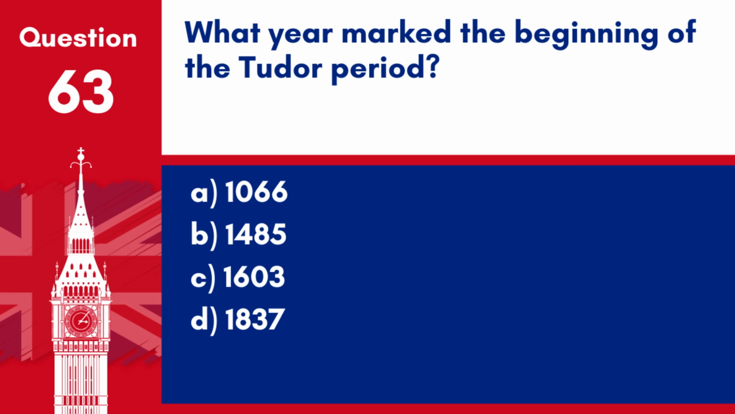Question 63. What year marked the beginning of the Tudor period? A. 1066. B. 1485. C. 1603. D. 1837. Answer: B. 1485. The Tudor period began in 1485, marking the end of the Wars of the Roses and the start of Tudor England with Henry VII's accession to the throne.